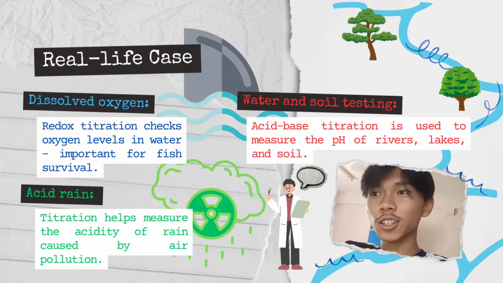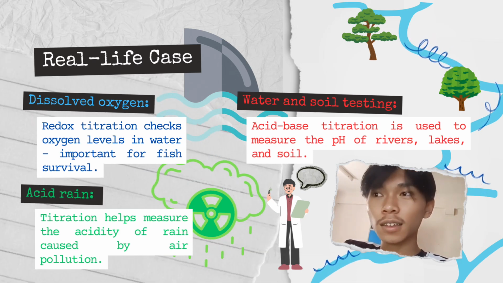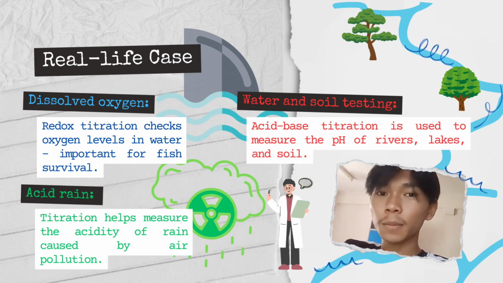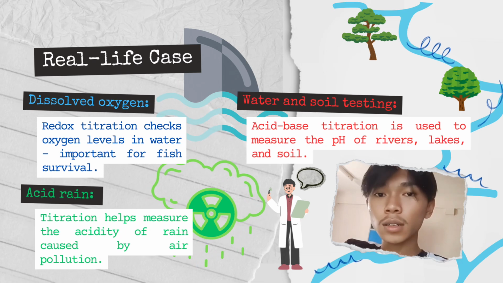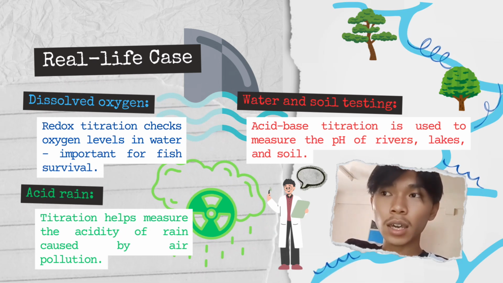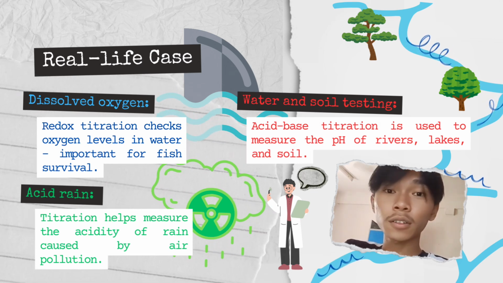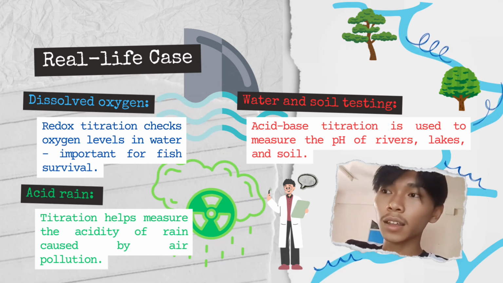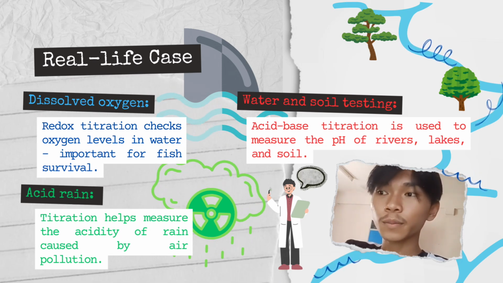Scientists use titration to measure how acidic or how basic the water is. This tells them the pH level. For example, if the water is too acidic or too basic, it can harm fish, plants, and other animals living in the river. Titration gives a very accurate result, so scientists can know if the river is safe or polluted.